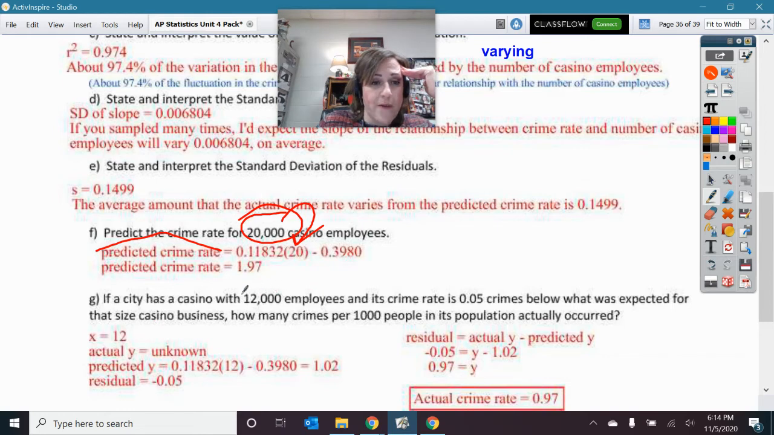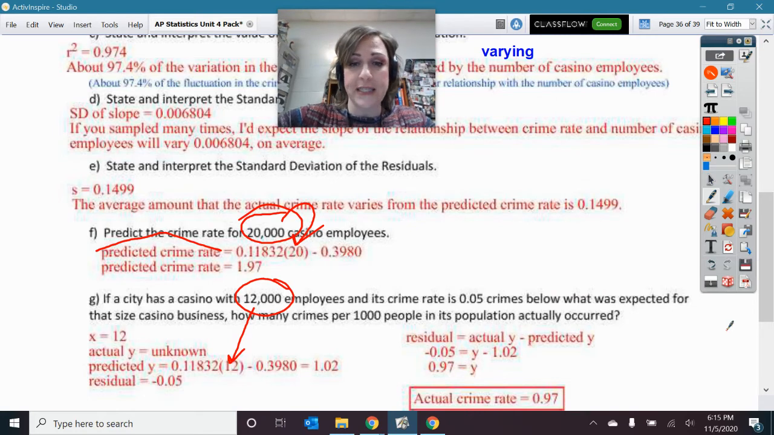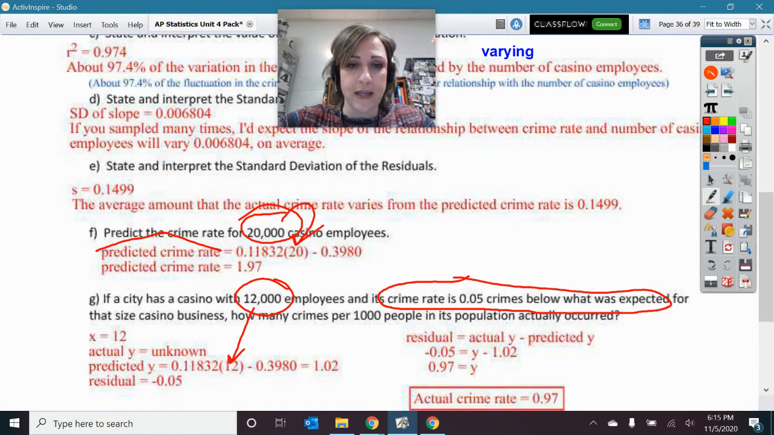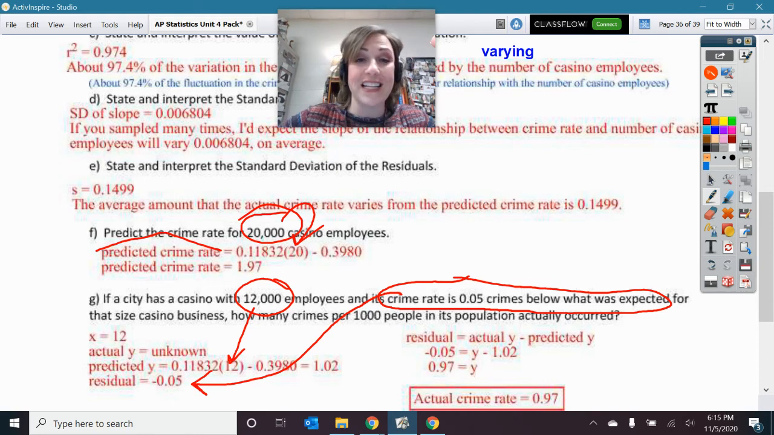And here's this one. If we have 12,000 employees, I put in 12. And this is the crime rate. That's the actual, and its crime rate is 0.05 crimes below what is expected. That's interesting. So guess what? That meant the residual is negative 0.05. I didn't come right out and say residual. I said the crime rate is below what was expected.